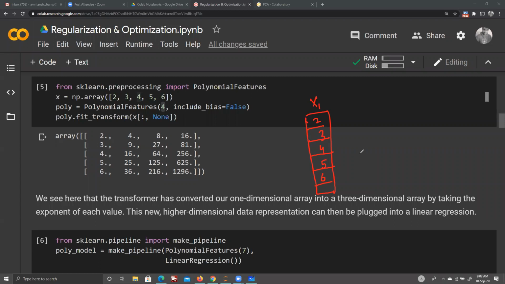What I mean is, no, but x1 is one column only. So why are you thinking of it in terms of different columns? Because I'm thinking that it is poly. So poly meaning that the feature which is there.